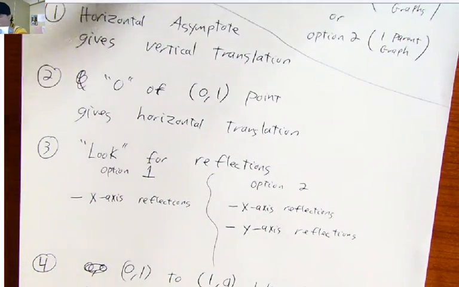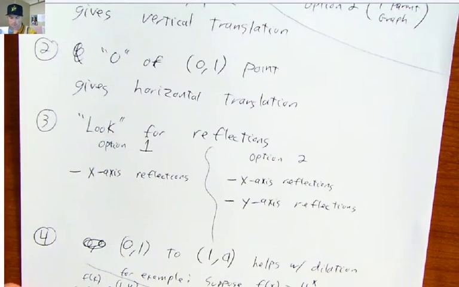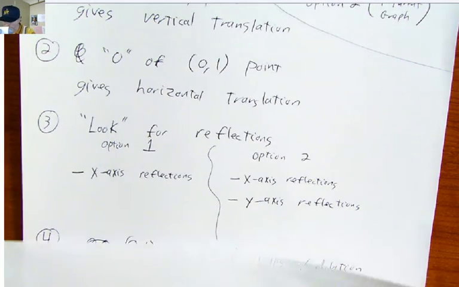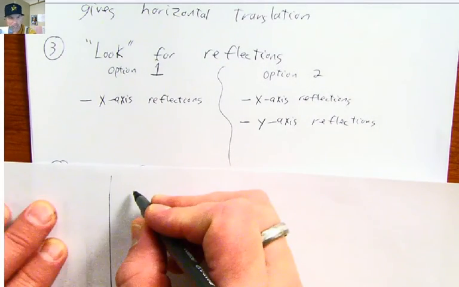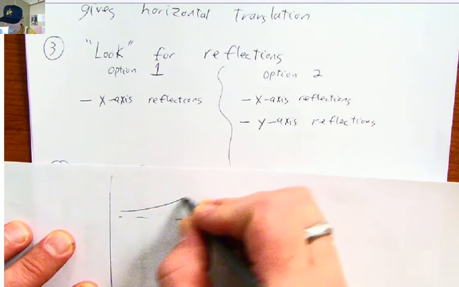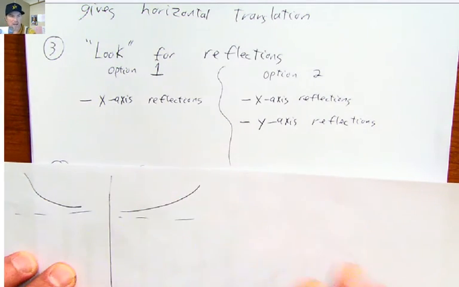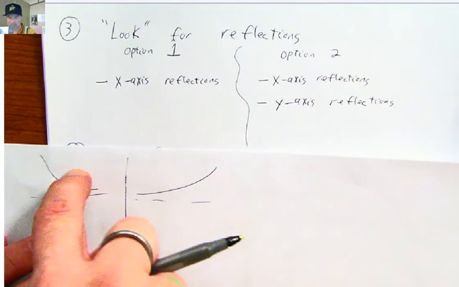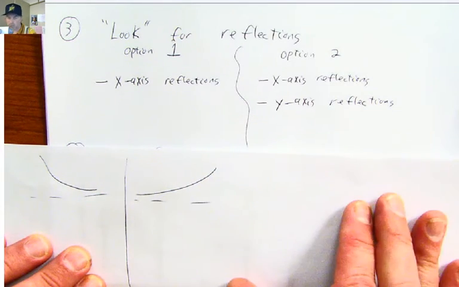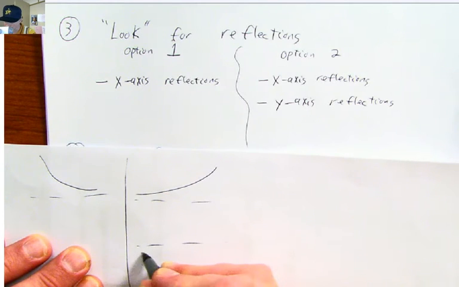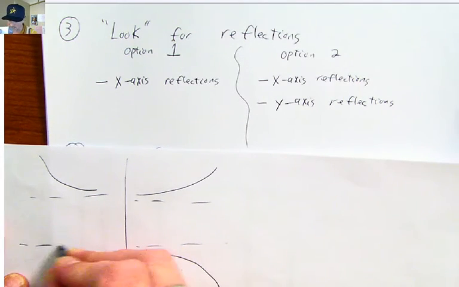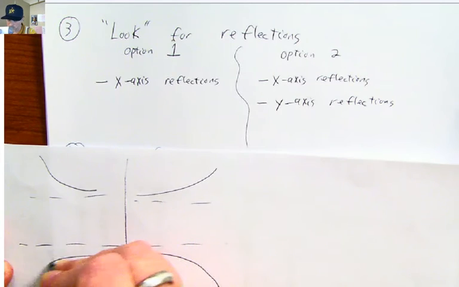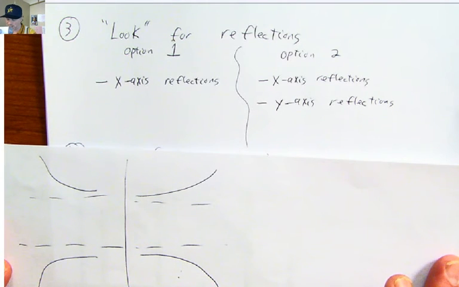Reflections. Reflections are going to be a little bit different depending on whether you're an option 1 or an option 2 person. If you're an option 1 person, you need to be used to both growth graphs and decay graphs. If the graph looks like this or like that, there are no reflections at all. Whereas this is what the growth would look like if it got reflected over the x-axis. A decay would look like that if it got reflected over the x-axis.